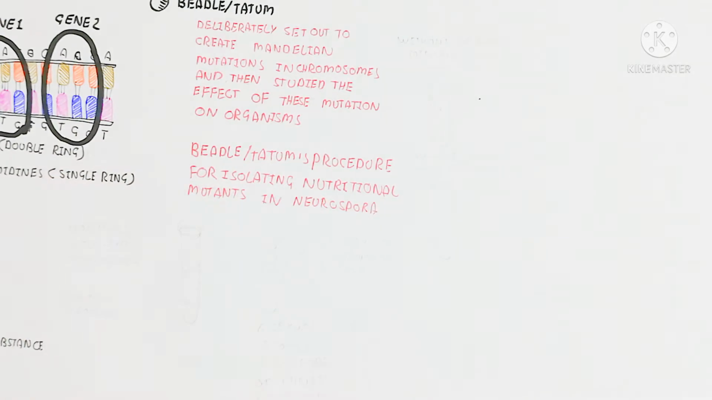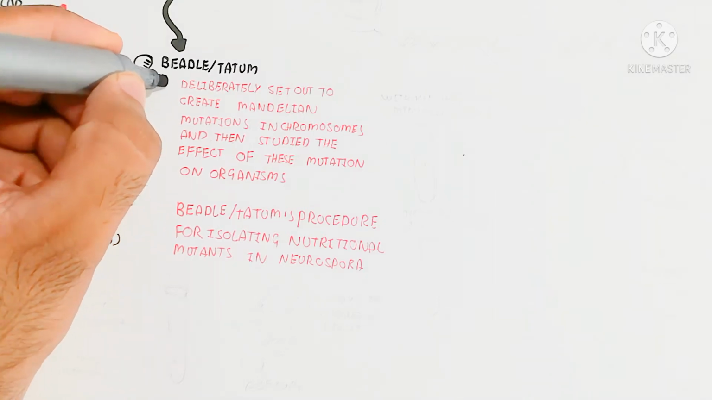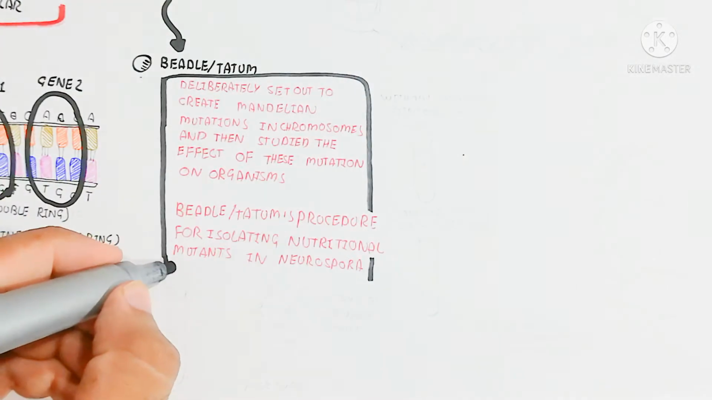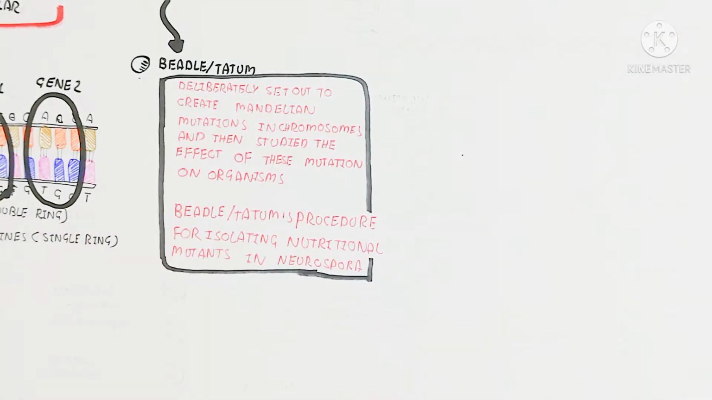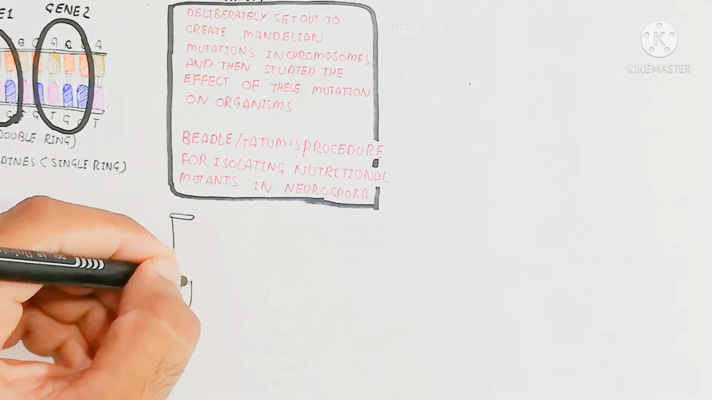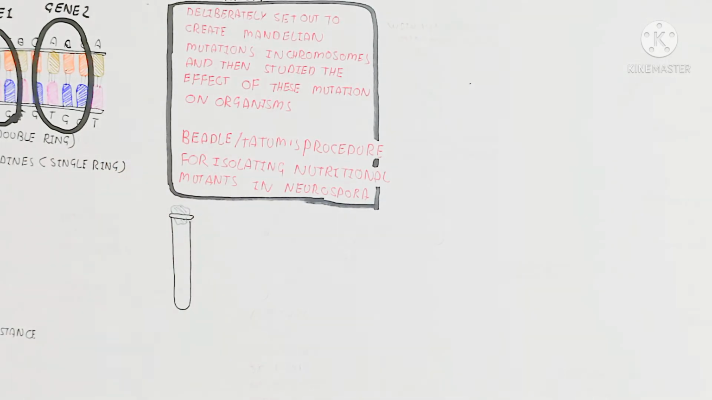So that means Mendel says that two alleles segregate during gamete formation, for example sperm or egg, and unite randomly during fertilization. So that means they produce the new trait, dominant or recessive. So let's begin to understand the mutation.